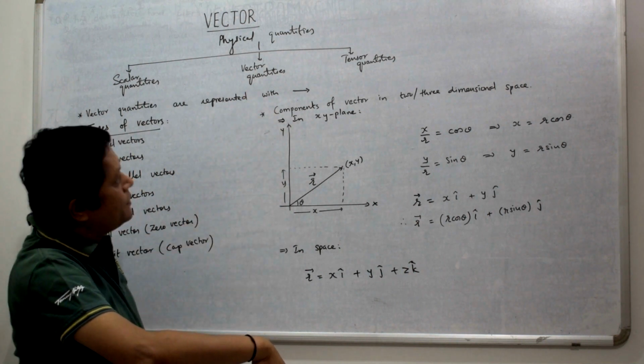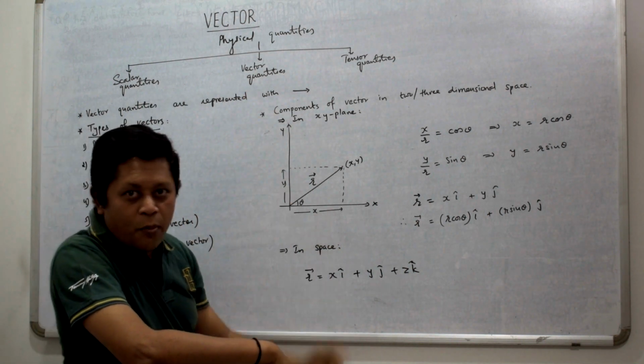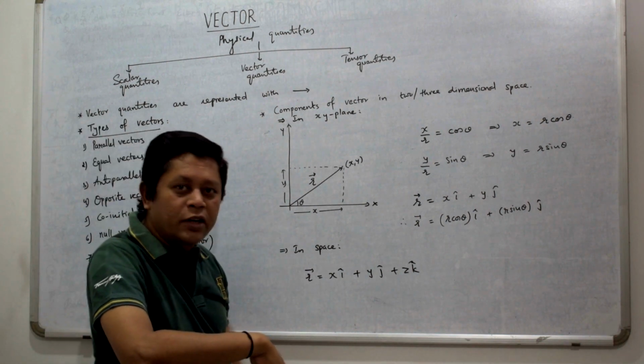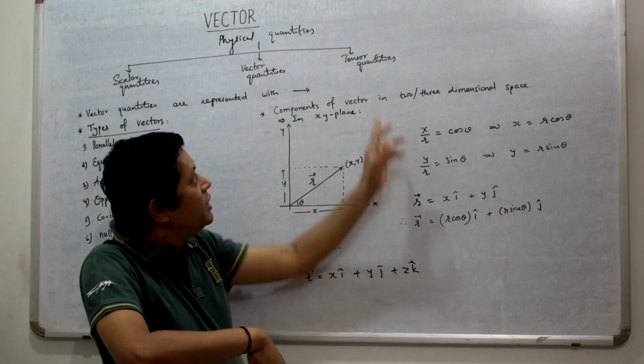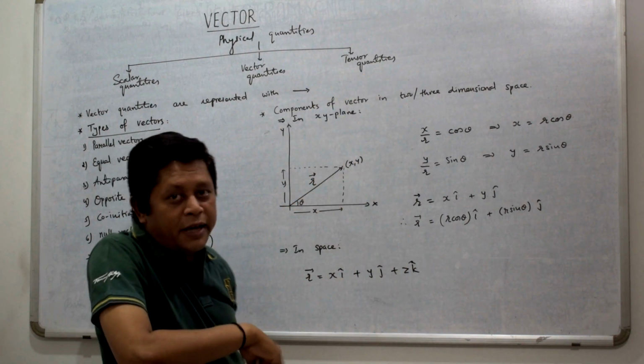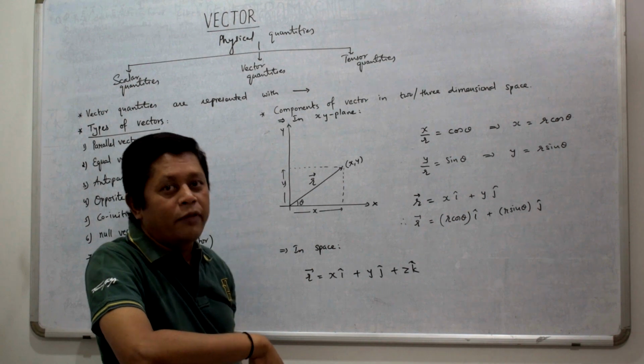Vector quantities obey the vector law of addition. In this chapter we will study the vector law of addition. These tensor quantities, even though they have a direction, do not obey the vector law of addition.